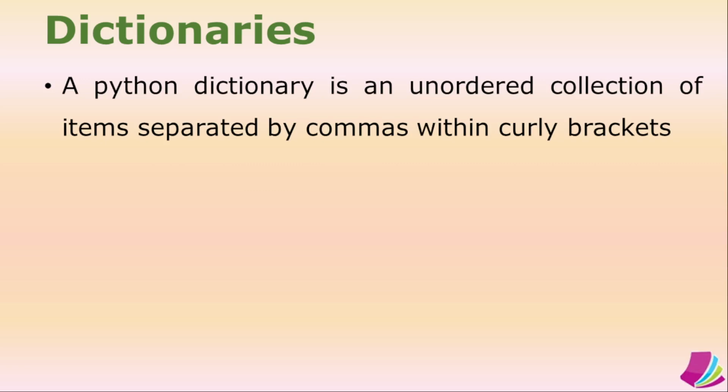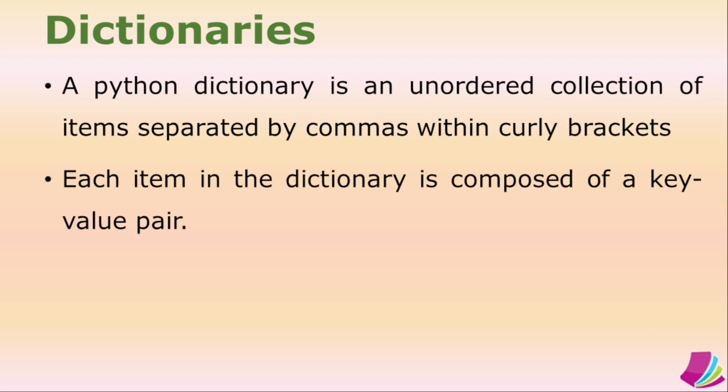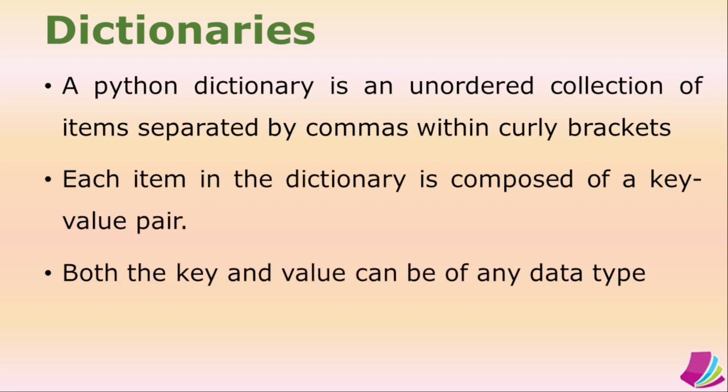Unordered in the sense that you cannot use the normal index that you did with lists or tuples, right? And similar to sets, here also the entries are written within curly brackets separated by commas. But how the entry is written differs from the set. Each item in the dictionary is composed of a key value pair. So let me show you an example.